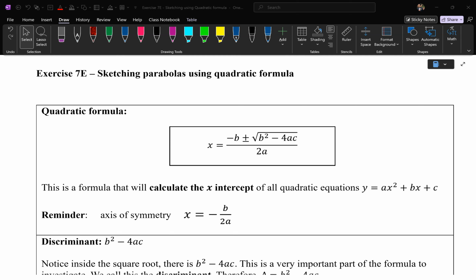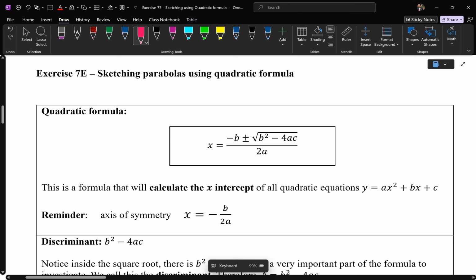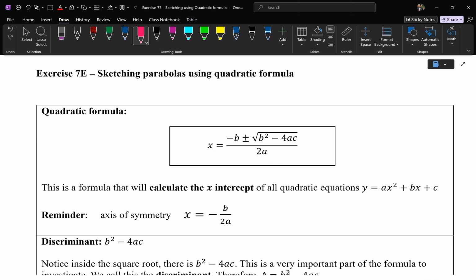Today, exercise 7E. 7E is still sketching, but this time, instead of finding the x-intercept by factorizing, we're just going to use the quadratic formula straight off the bat. So you still need three things to sketch the graph.